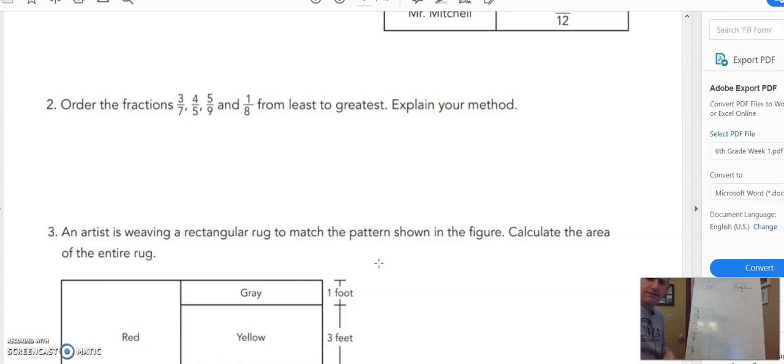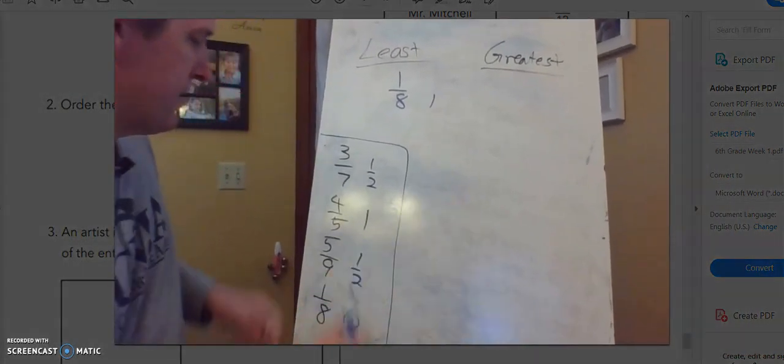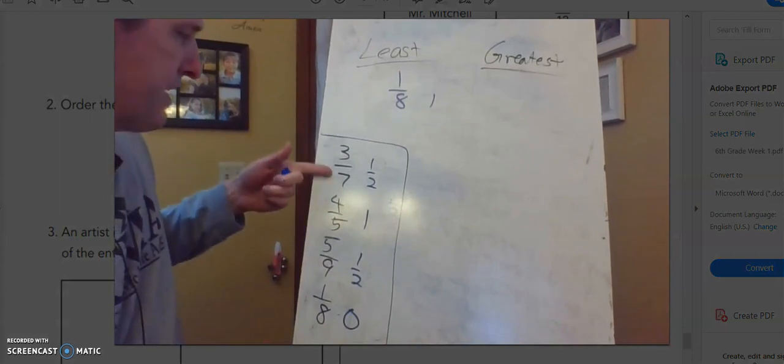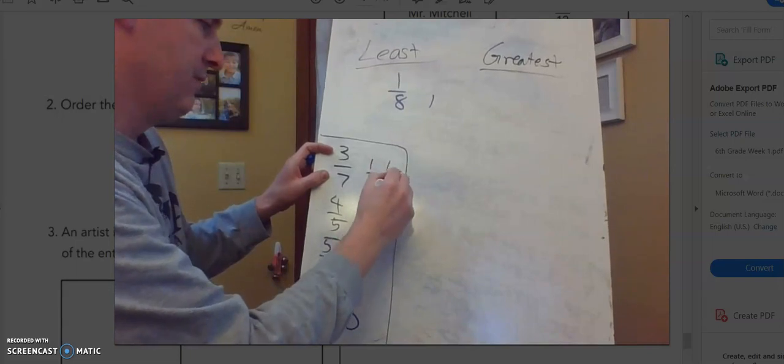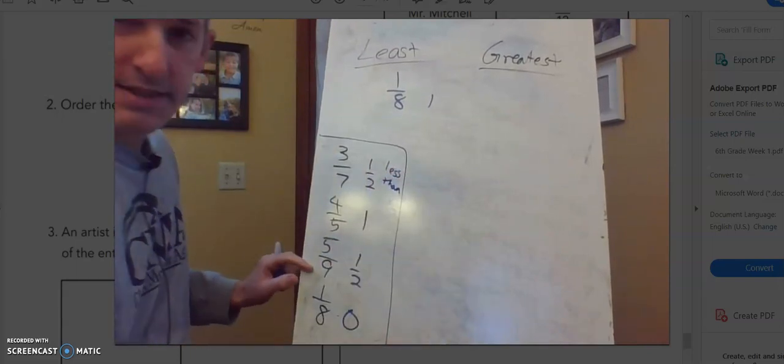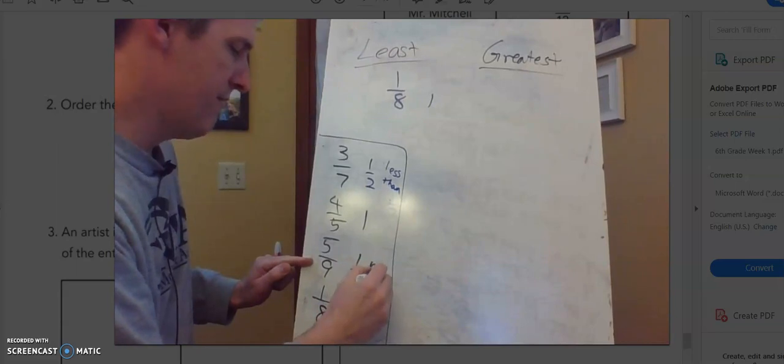I'm going to do the same thing as I did before: benchmark fractions. This one's pretty close to 1/2. This one's probably closest to 1. This one's close to 1/2. And this is closest to 0. So our smallest fraction we can already see is going to be 1/8. And then it's between these two to see which one's bigger. So let's see. 3/7 is actually less than 1/2. 5/9 is actually more than 1/2.